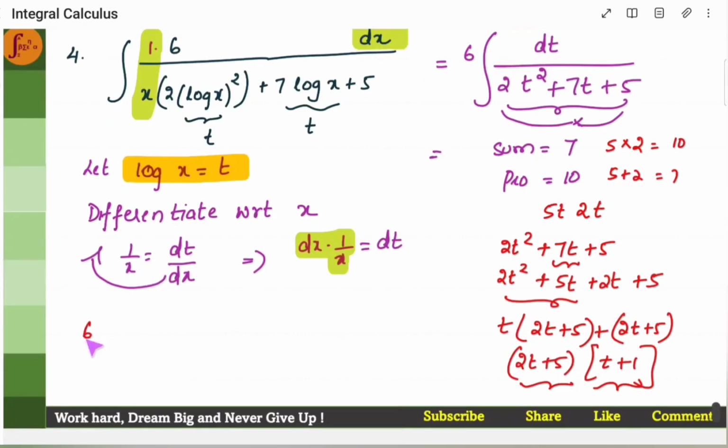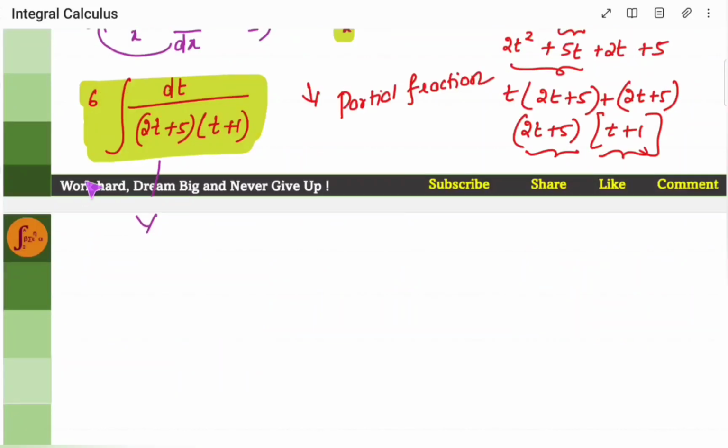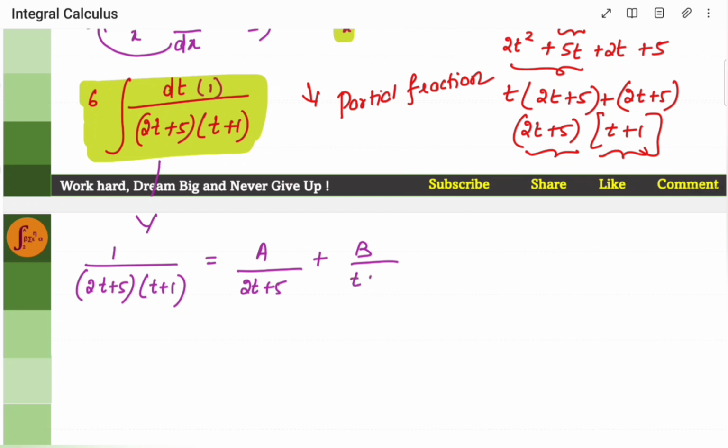The fraction would be 6 into, let's substitute here, dt by (2t + 5)(t + 1). Now we'll use partial fractions. Let's leave out 6 and dt. There's nothing here, so let's consider it as 1. So let 1 by (2t + 5)(t + 1) equal a by (2t + 5) plus b by (t + 1).